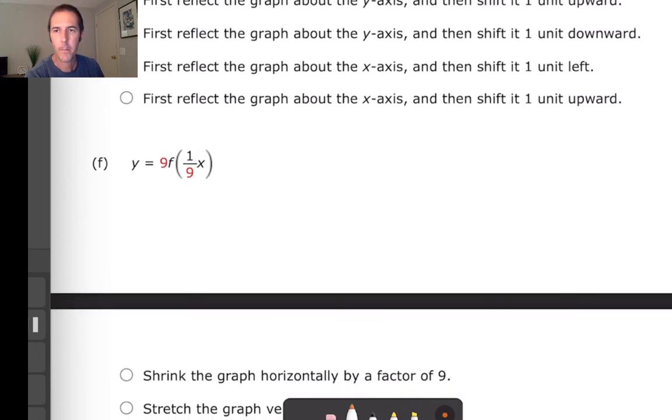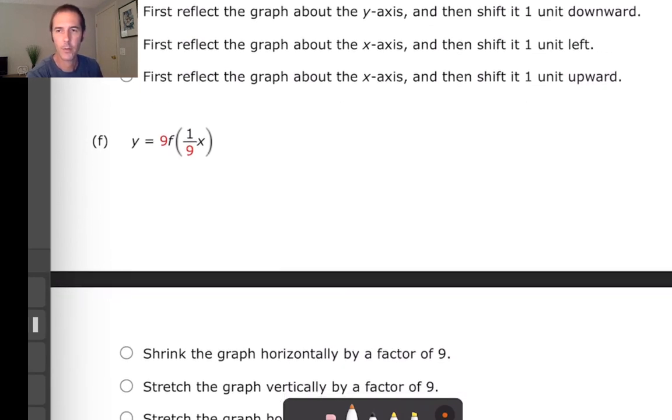In part F, again, we've got a couple of modifications. The 9 that's on the outside of the function, we talked about what kind of result that has. On the inside of the function, the actual x variable is being multiplied by a number, a scalar. And again, when there's a modification inside of our function, it has sort of an opposite effect of what you might think. The 1/9 in part F is going to cause a horizontal stretch or shrink.